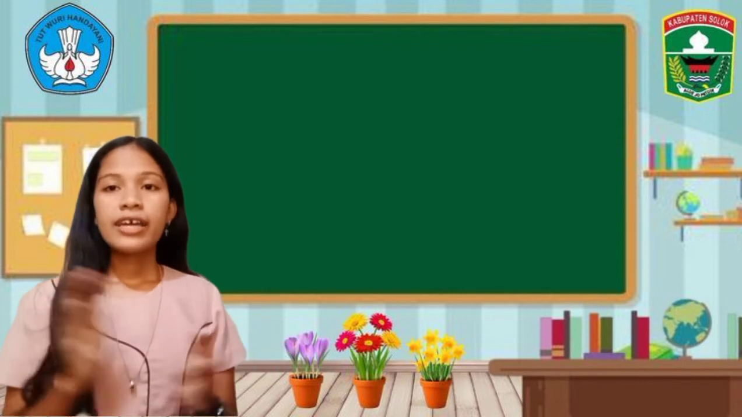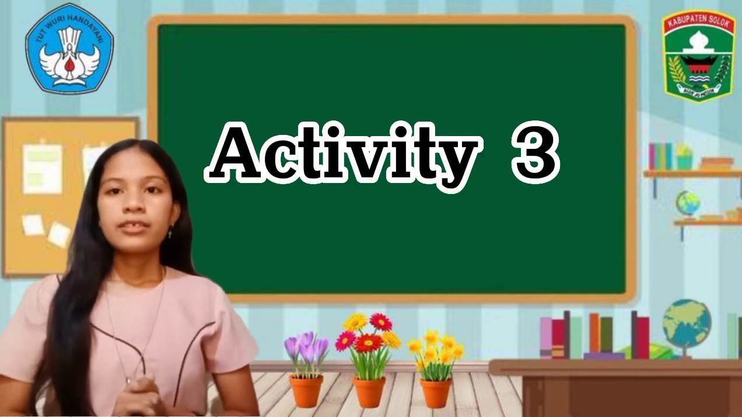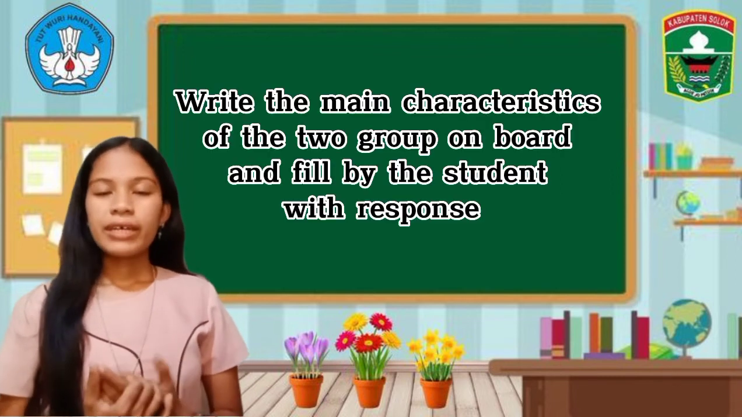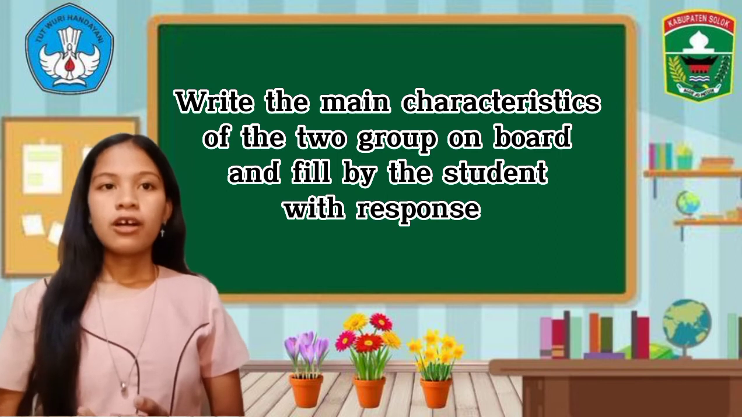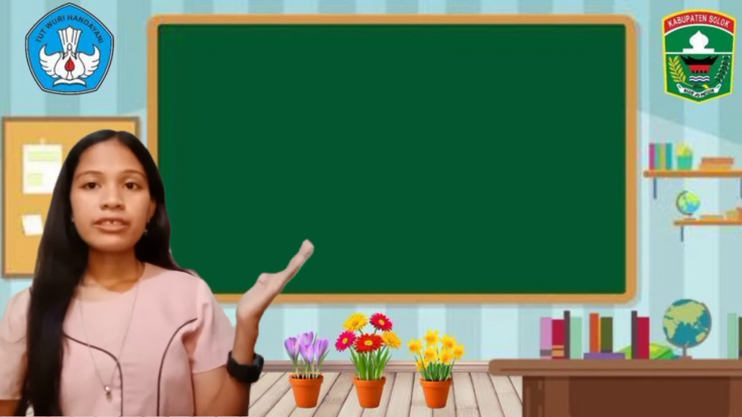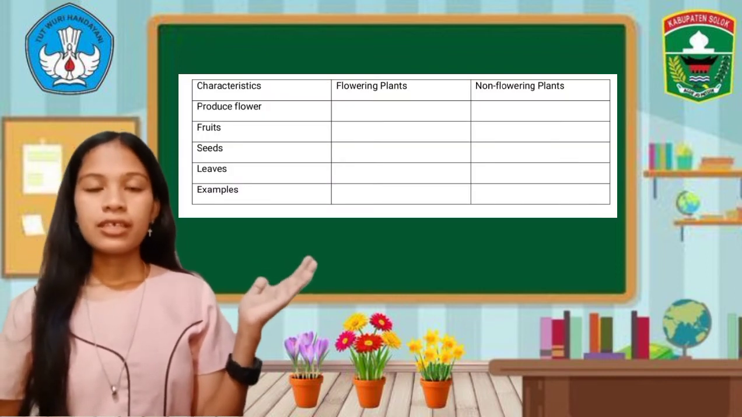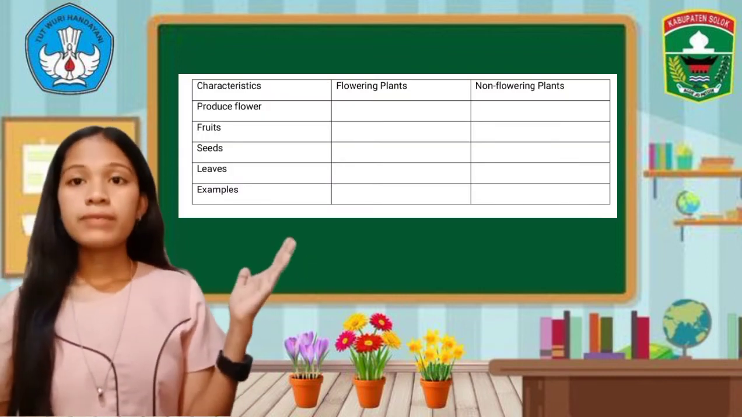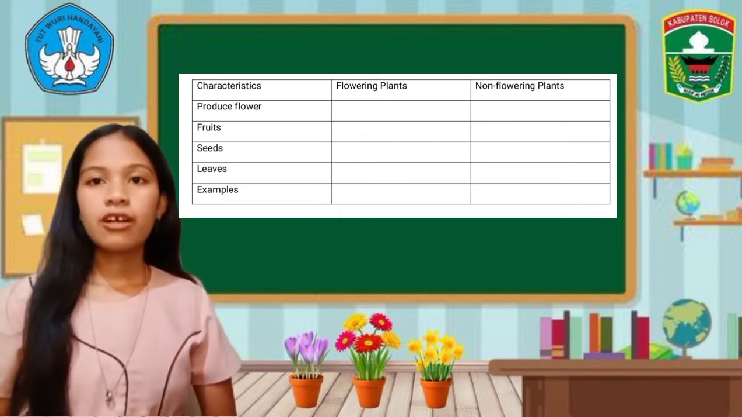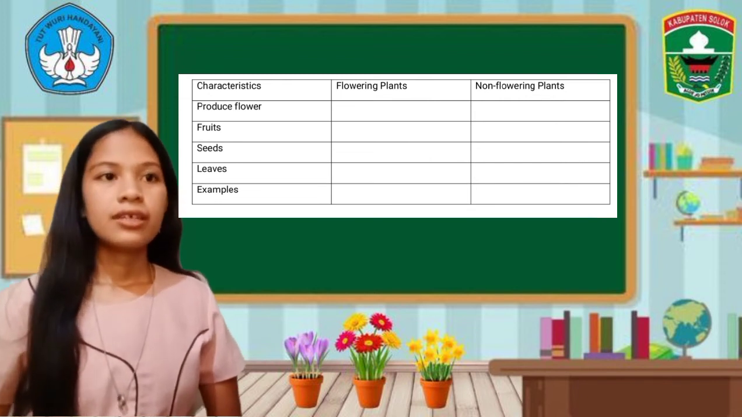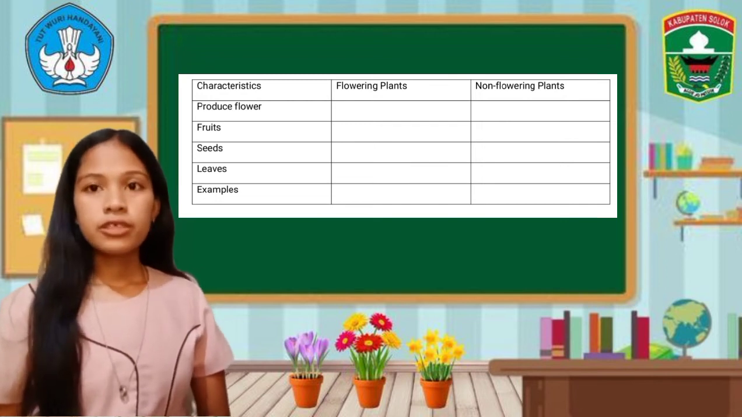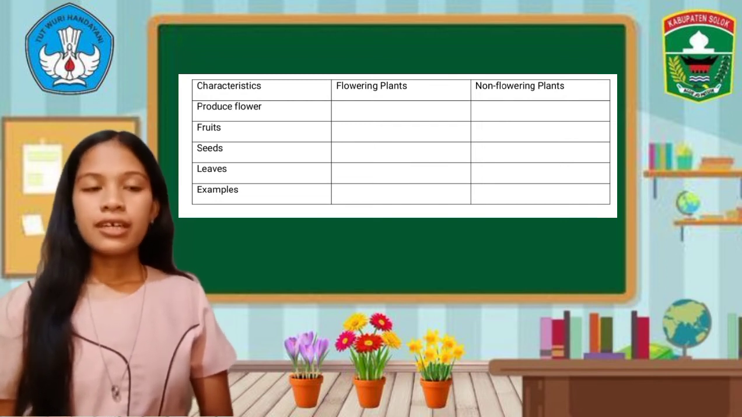So class, I have another activity which is comparison and abstraction. Direction: write the main characteristics of the 2 groups on the board and fill it in with the students' responses. I have 3 columns and 5 rows here. First column is characteristic. Second column is flowering plants, and the third column is non-flowering plants. On the characteristic, they have: produces flower, fruits, seeds, leaves, and example.